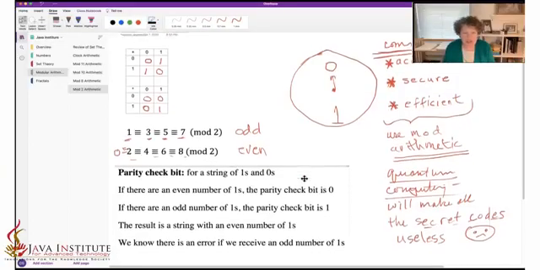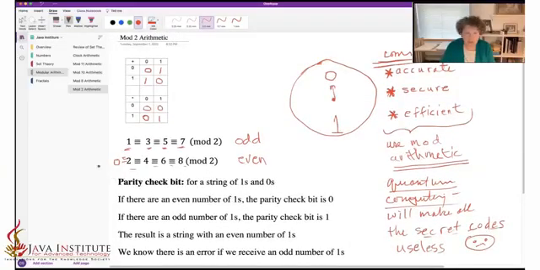So anyway, I just want to tell you about the parity check bit. It's just a bit. You have a string of zeros and ones, maybe 1, 1, 0, 1, 1, 1, 0. And you're going to send this. So we're talking about accuracy here.